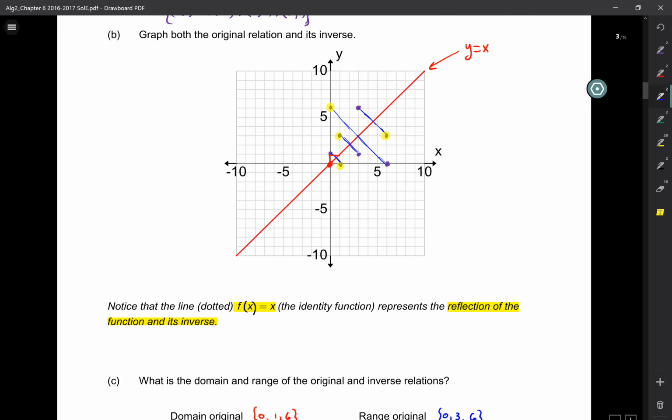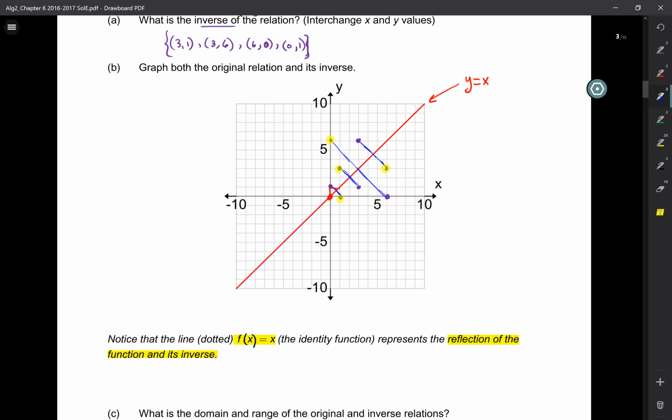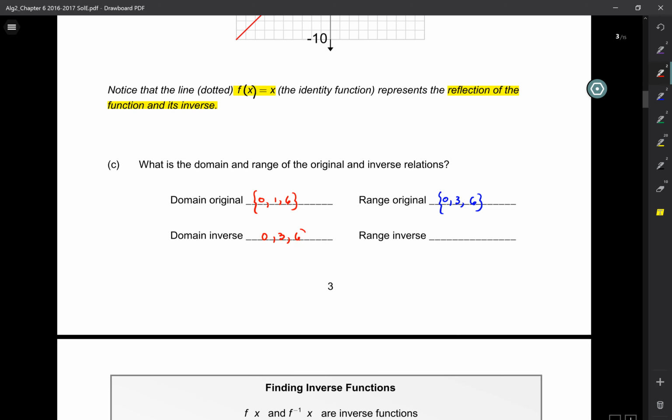Okay? Now, let's do the same for the purple one, for the inverse. What is the domain? I have a 3, a 6, and a 0, so 0, 3, 6. And for the range, it's 0, 1, 6. So what do you notice?